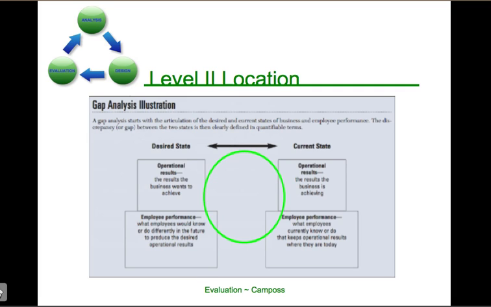When you think back to this chart that we started off with in the first week of the course, this is really where level 2 happens. This is your learning intervention that comes in between the current state and the future state of performance. So level 2 evaluation is collected in between these 2 states. Here, it's a measurement of your intervention.